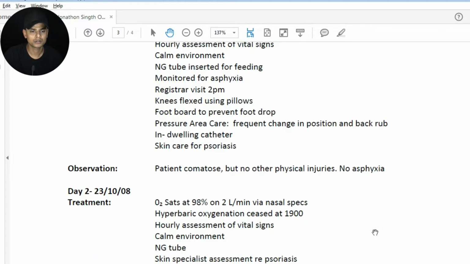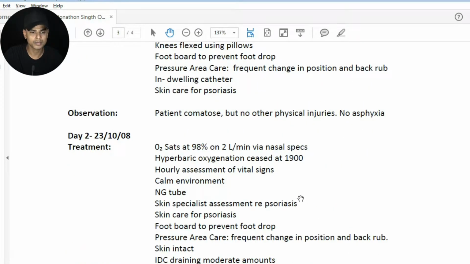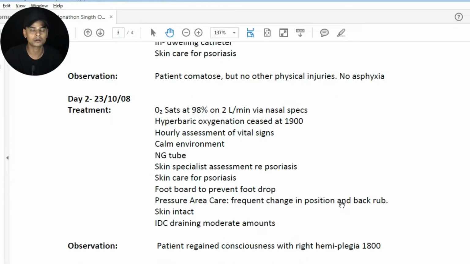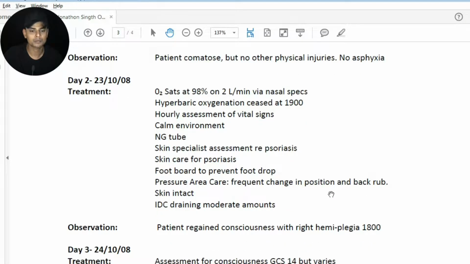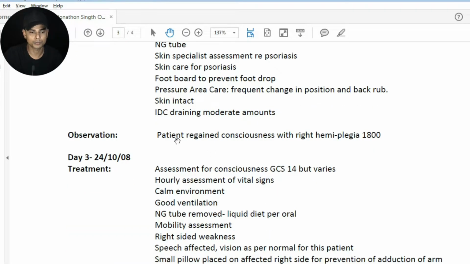Day 2, the same thing is repeated there. Let's see if there are any other details. Same thing: calm environment, NG tube, skin care. But you can see in the observation, patient regained consciousness with right hemiplegia at 1800. That means 6 o'clock, 6 p.m.